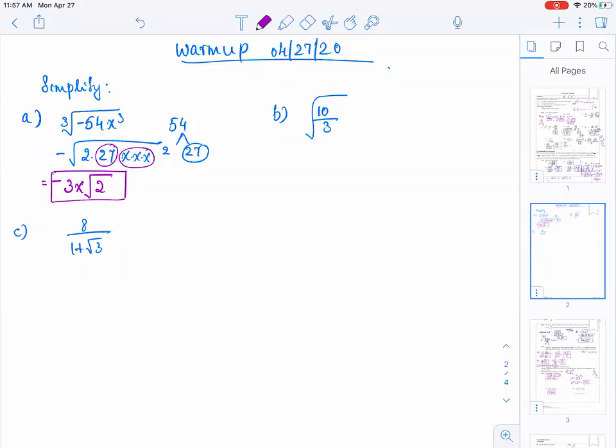Okay. Next question is the B. You have a square root of 10 divided by square root of 3. First, you're going to split it.